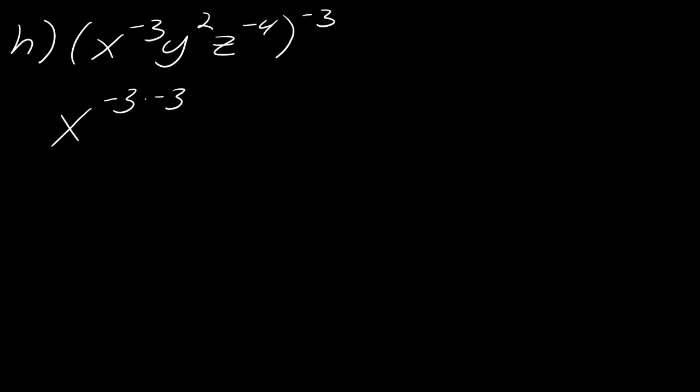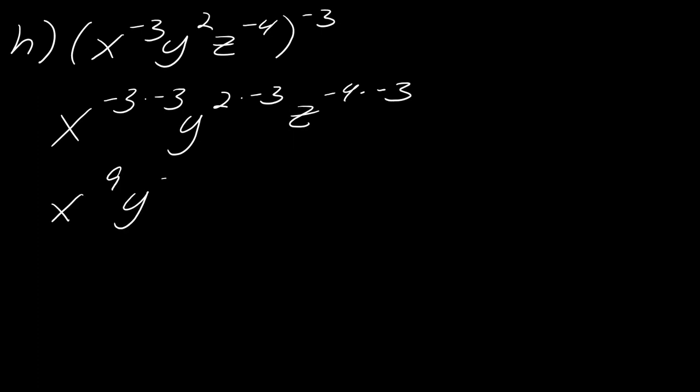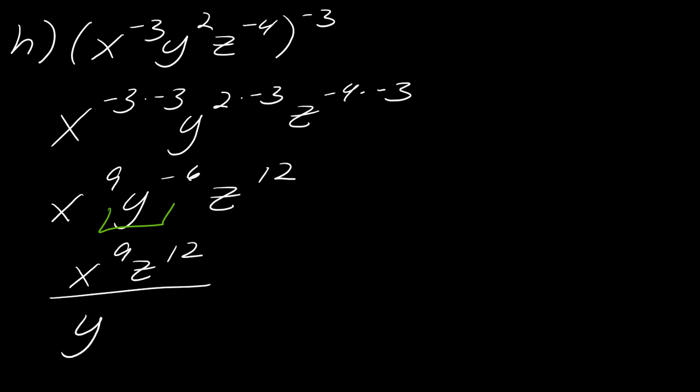What I mean is I'm going to multiply all of these exponents by -3 as shown. So this becomes x to the positive 9th, y to the -6, and then z to the 12th. Now I can see that this is the only thing that has to move to the denominator, right? So this is going to be x to the 9th, z to the 12th over y to the 6th.